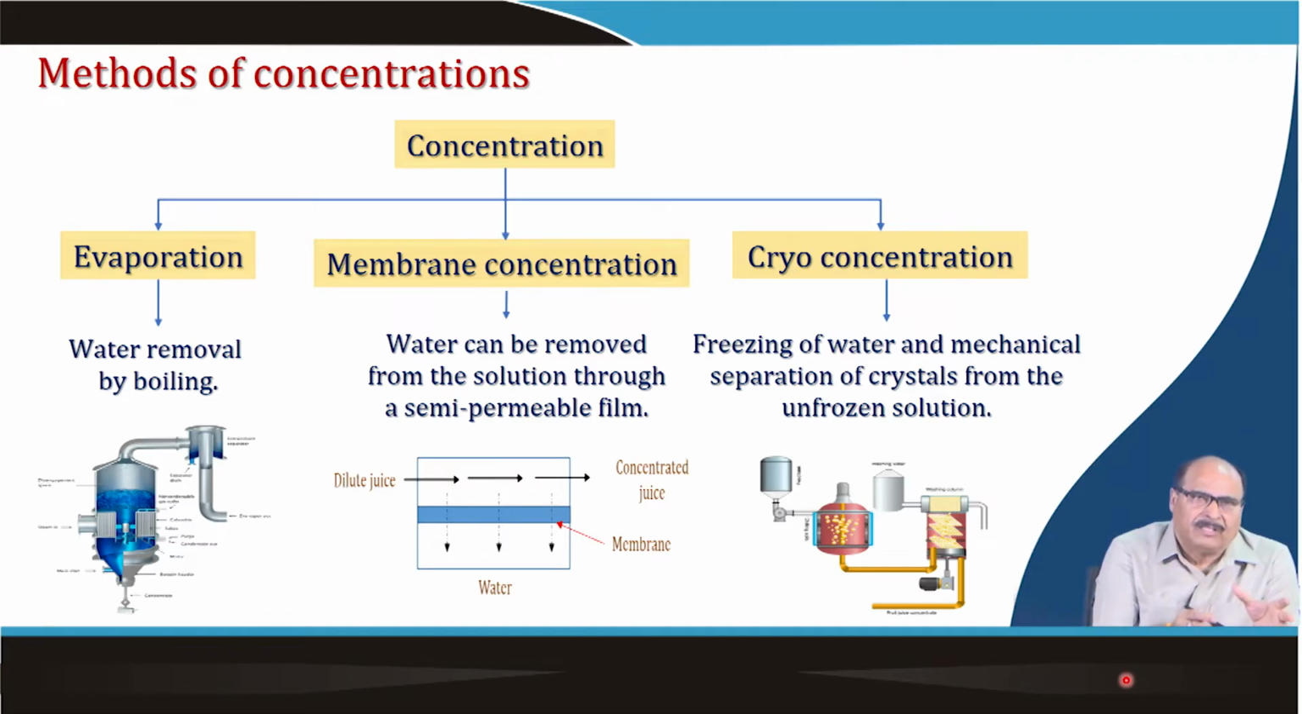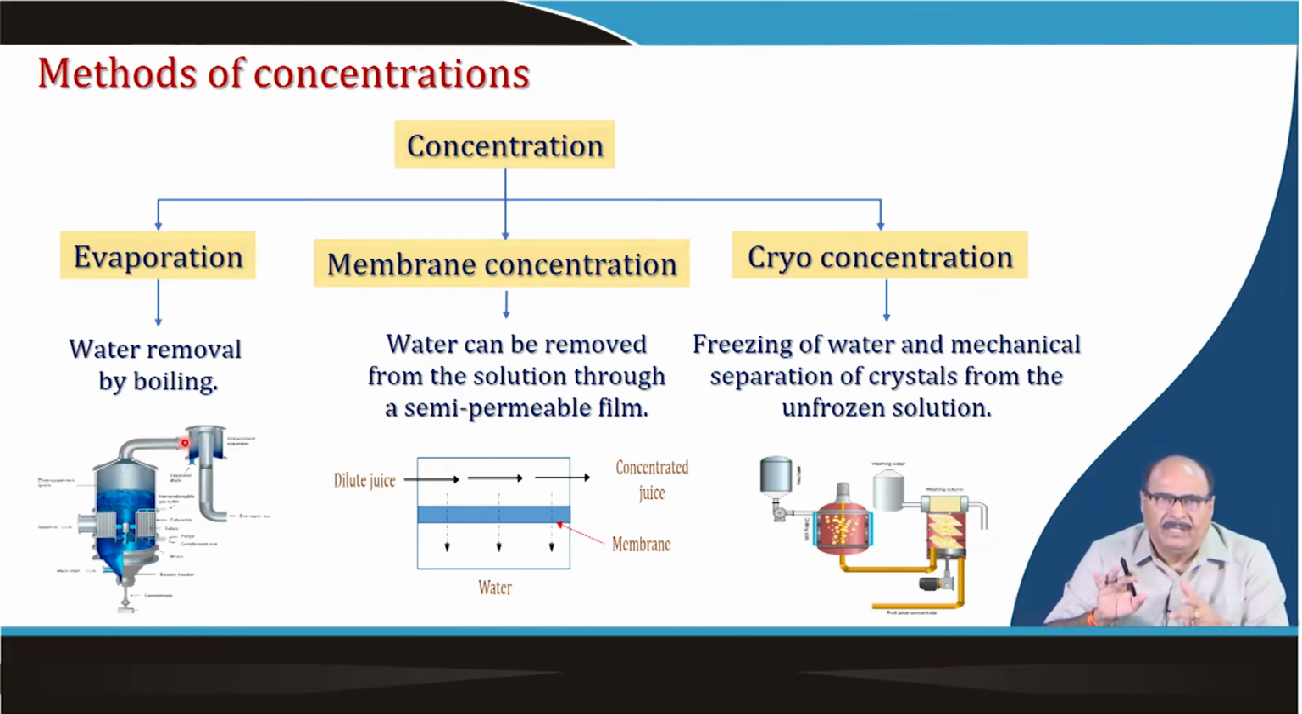Evaporation is simple, that is the removal of water by boiling. Whereas in membrane concentration, the juice is passed through a semi-permeable membrane. There are various methods, and the membrane selectively retains certain components and solids and allows the water to go out. RO, reverse osmosis, is one such process which is commonly used, or microfiltration can be used for this concentration. In cryo-concentration, it is the low temperature freezing of water and then mechanical separation of the water ice crystals from the unfrozen solution.